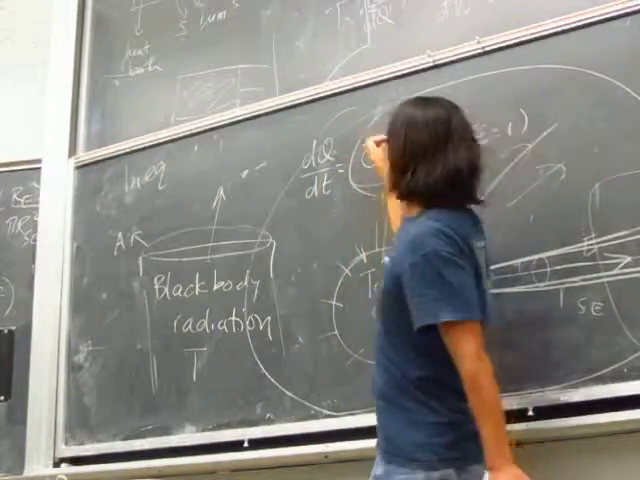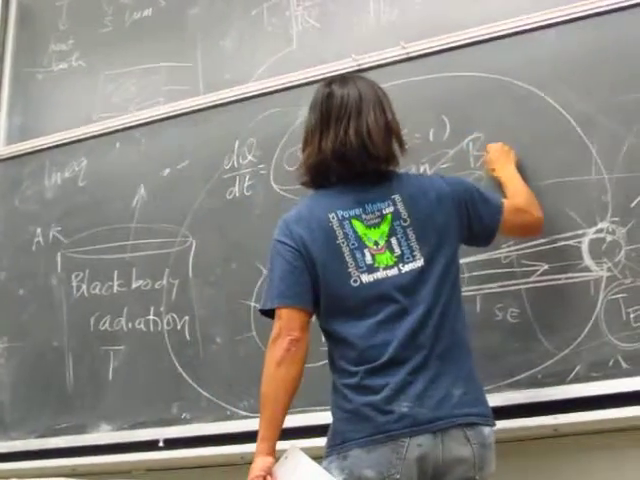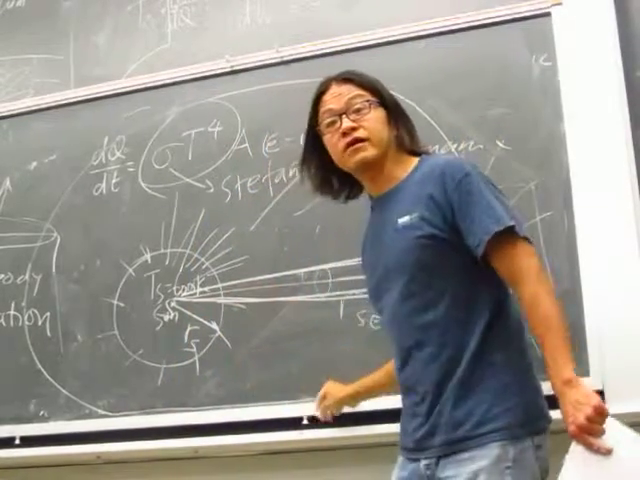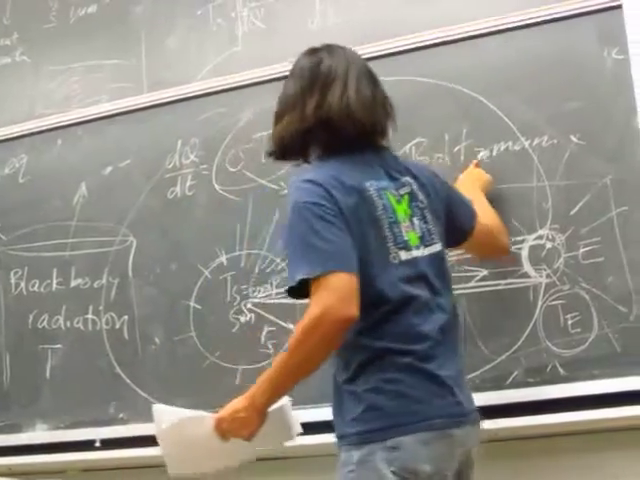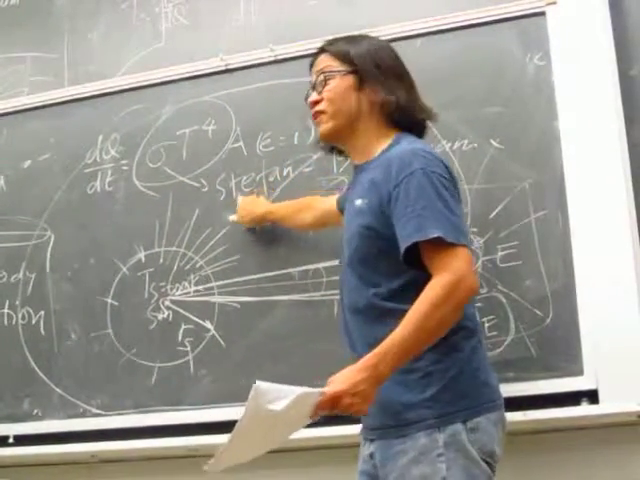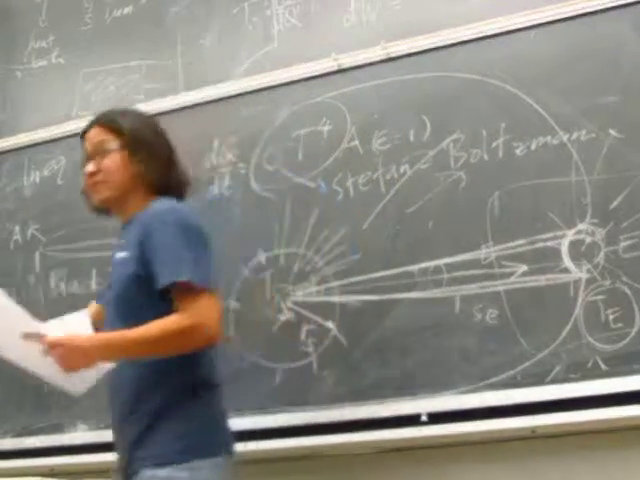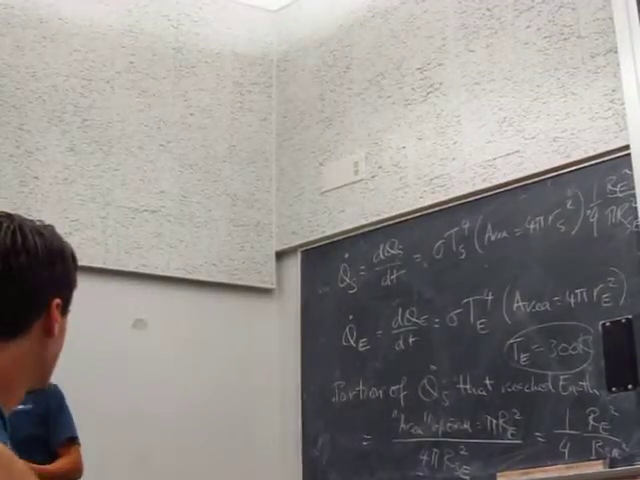Boltzmann derived this. That's why the sigma here is called the Stefan-Boltzmann constant. Stefan did the experiment, Boltzmann did the theory. He's the student, he's the professor, he's the student. He's handing out homework. Okay.